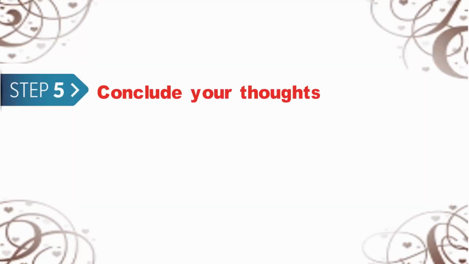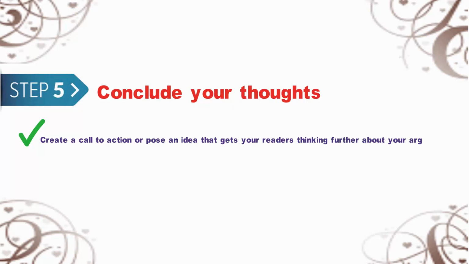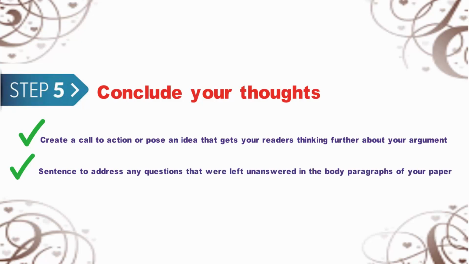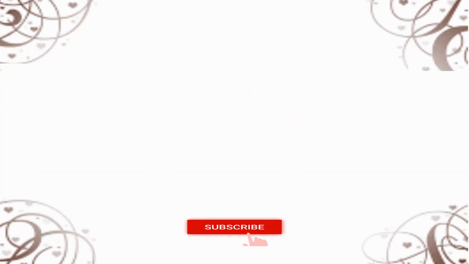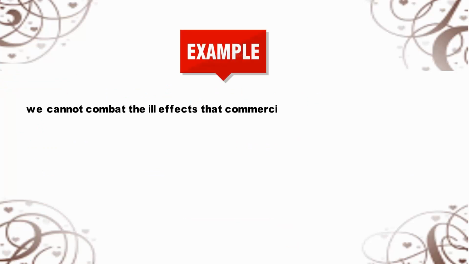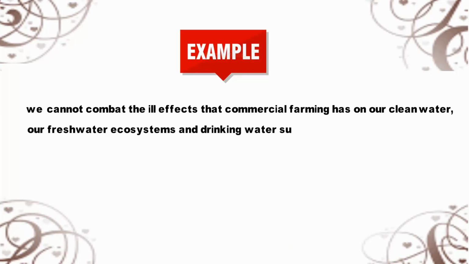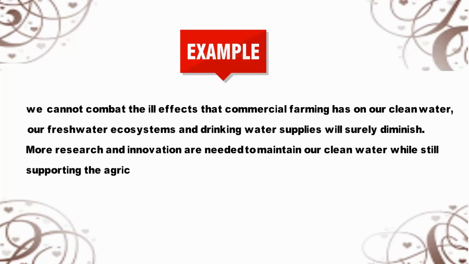Step 5. Conclude your thoughts. As you finish up your conclusion, you might create a call to action or pose an idea that gets your readers thinking further about your argument. You might also use this sentence to address any questions that were left unanswered in the body paragraphs of your paper. For example, "If we cannot combat the ill effects that commercial farming has on our clean water, our freshwater ecosystems and drinking water supplies will surely diminish. More research and innovation are needed to maintain our clean water while still supporting the agricultural needs of our economy."